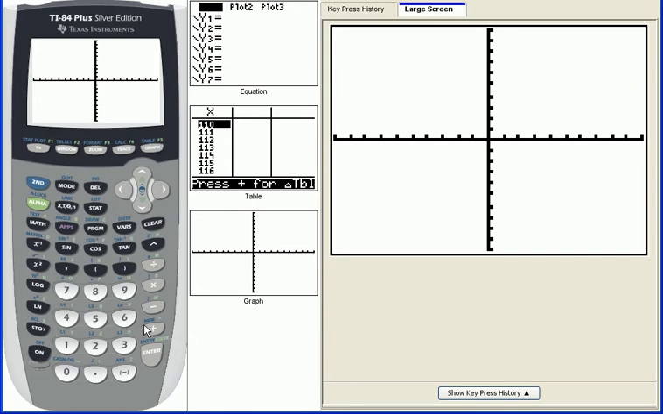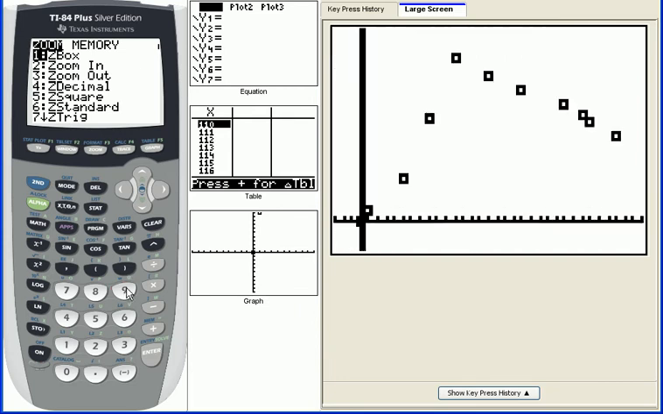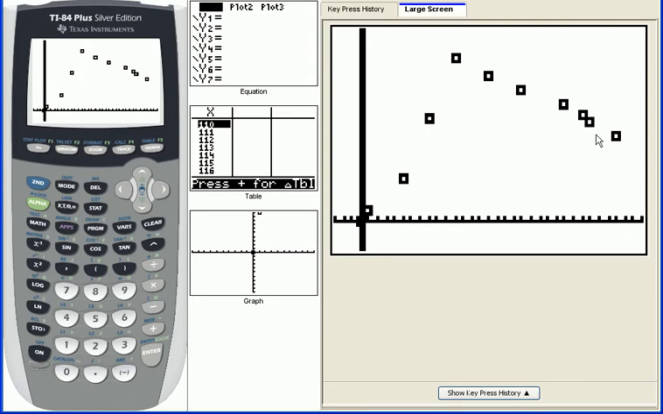Well, where's my graph? Oh, maybe I forgot to turn on my plots. So go up here to Y1. Oh yeah, hey, forgot to turn on your plot 1. So you hit enter. So now it's highlighted. Now you can hit zoom and then 9. Ta-da! There are your points. Not a very pretty graph, but your values do go up and go back down. So that was part A.